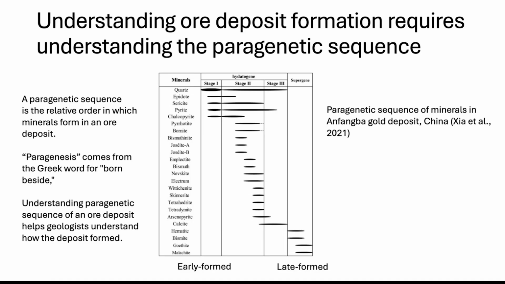So understanding the paragenetic sequence of an ore deposit helps geologists understand how that deposit formed, right? Whatever the first fluid was, it was capable of generating these minerals. And with time, it wasn't. It generated other ones. And then in the supergene, once the air and the groundwater got involved, you see a different set of minerals being formed.